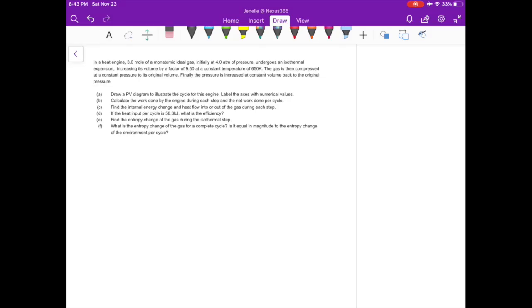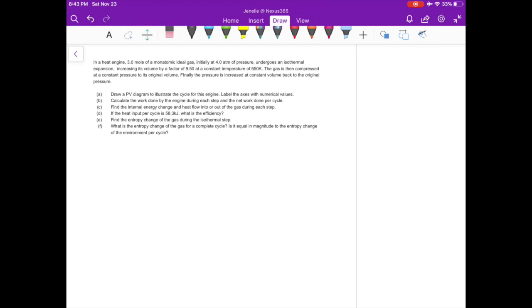This problem states, in a heat engine, 3 moles of a monatomic ideal gas, initially at 4 atm of pressure, undergoes an isothermal expansion, increasing its volume by a factor of 9.5 at constant temperature of 650 Kelvin. The gas is then compressed at a constant pressure to its original volume. Finally, the pressure is increased at constant volume back to the original pressure.